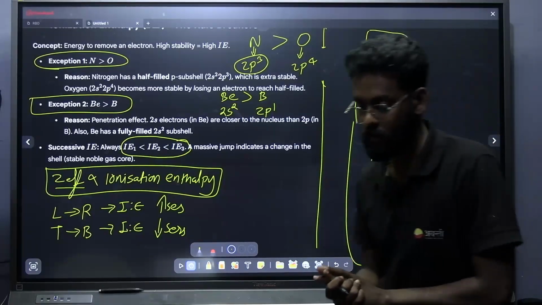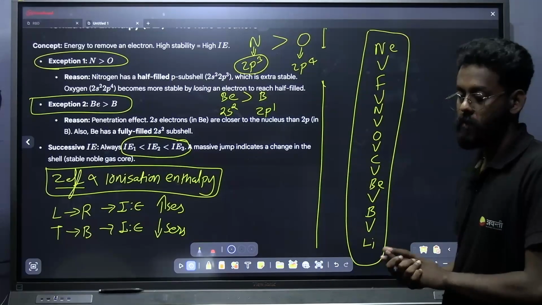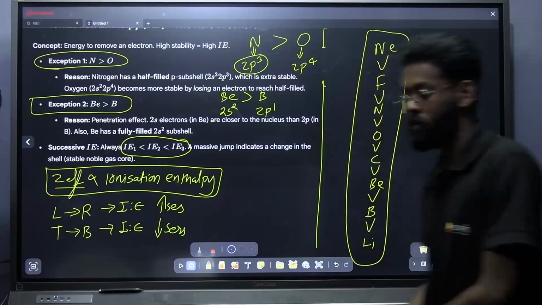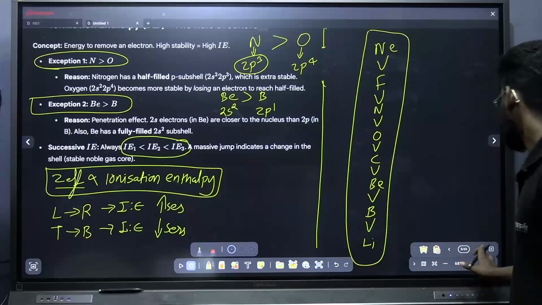Yes, okay. What about others? Everyone? Yes, okay, chalo. We'll move to the next part.